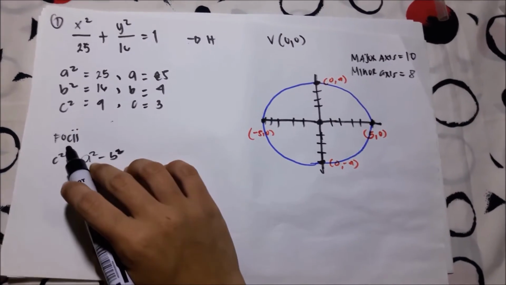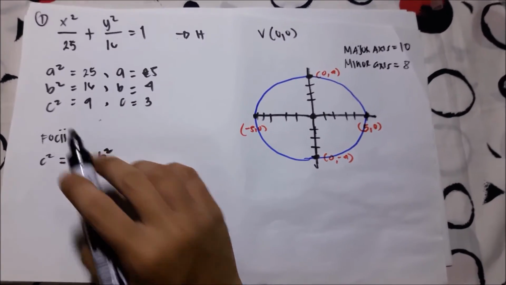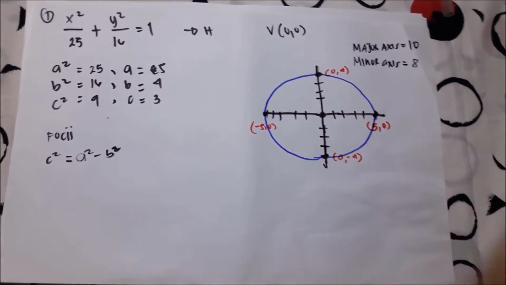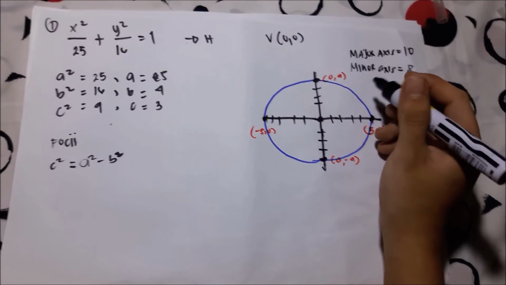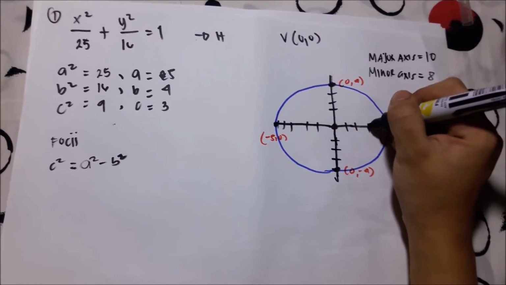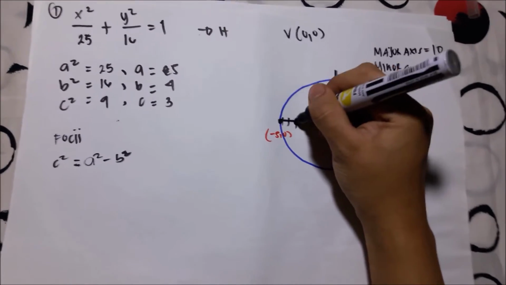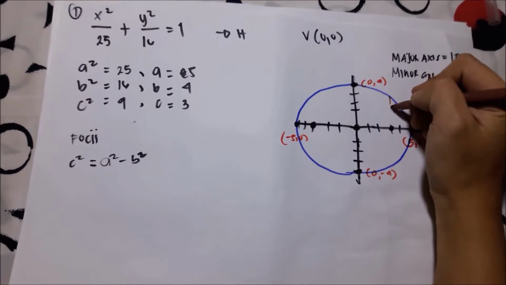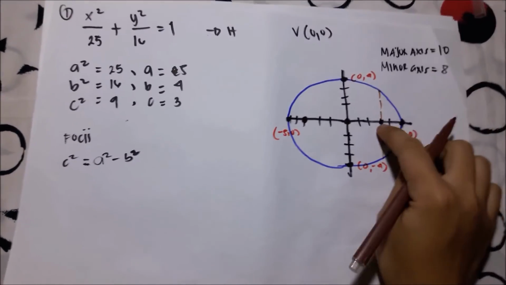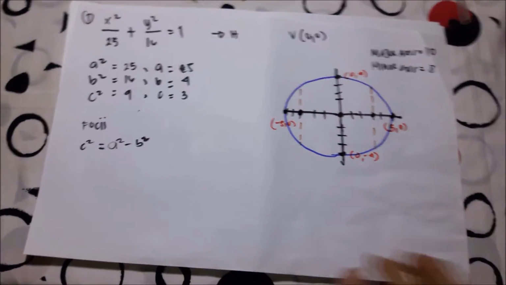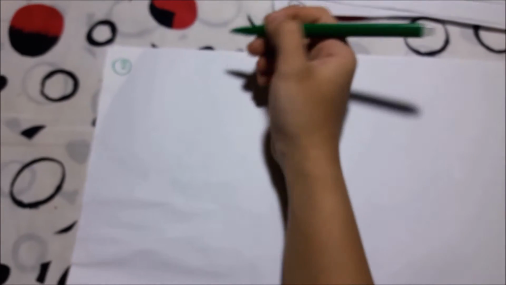We're just going to plot the foci. So the foci are always in the major axis. So here's your major axis. So we're just going to add some points away, 3 points away from the vertex. So it's 1, 2, 3. 1, 2, 3. So it's here. So it's going to draw the broken line. So these are just imaginary points. So we're done.